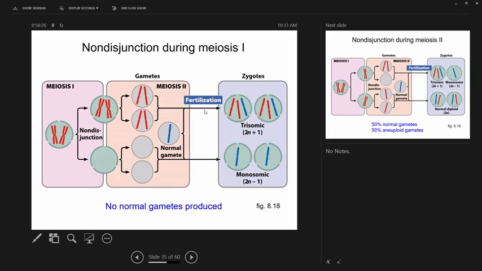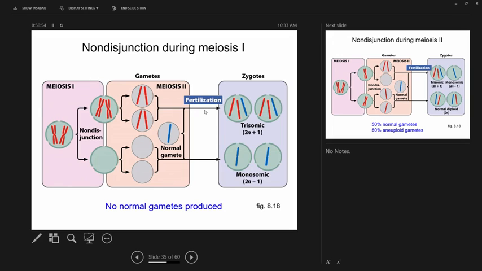All right, so non-disjunction. This is a review of what we did in the lab, so get out your stuff for that. You can get your chromosome bags and go through non-disjunction again and see how that works. If you had non-disjunction in meiosis 1, all the gametes are going to have a problem because you start out with one of the daughter cells getting 2 and the other one gets none. And so that's it.